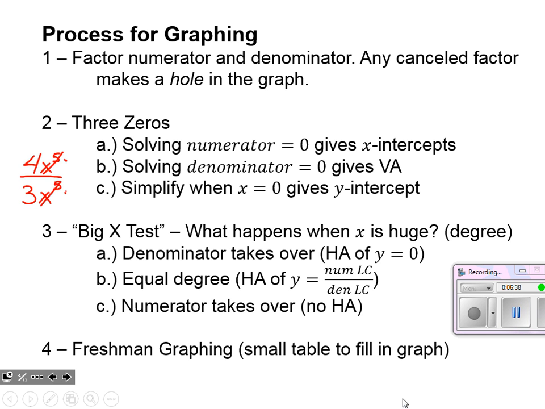And lastly, letter C for our big X test. If the numerator takes over, well, that means we've got something other than a horizontal asymptote. It could be maybe a line that's going with some slope, or it could be an asymptote of a totally different nature.